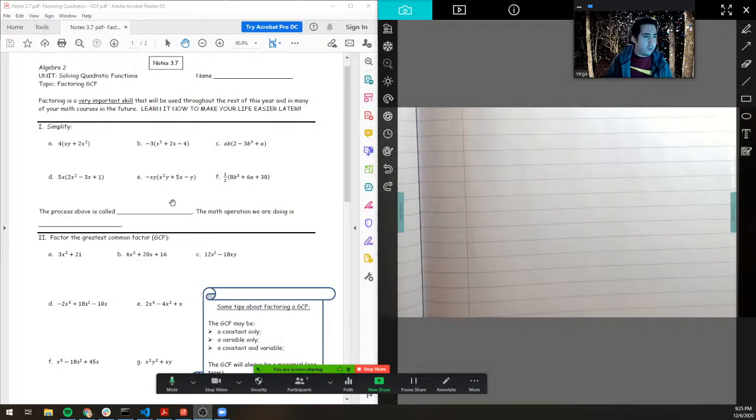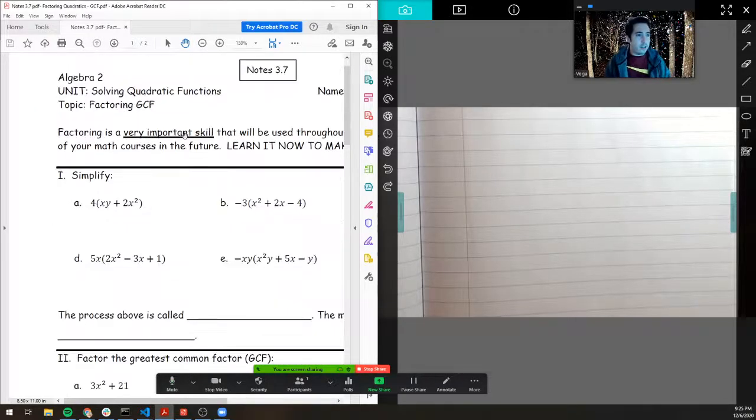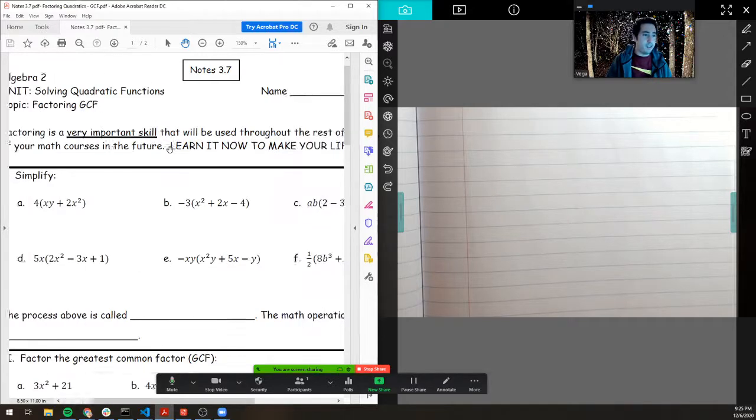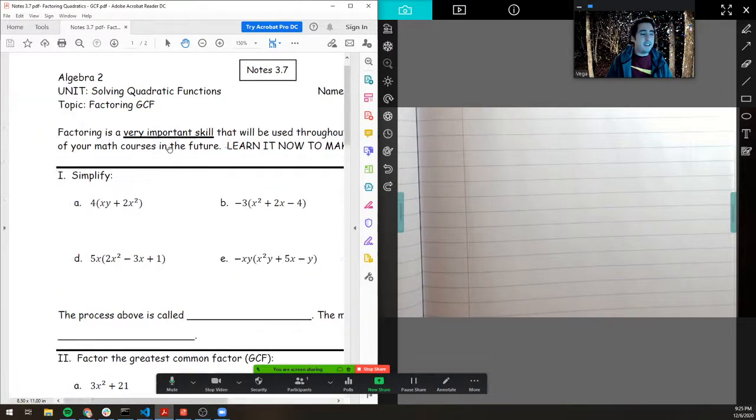Let's zoom in. So this is notes 3-7 again. Let me zoom in here, and we can look at it. So factoring, very important skill. Factoring is basically breaking down stuff, and it's kind of the opposite of multiplying something together. So we're going to do like 3 examples and then we'll talk about factoring. Let's start off with some examples.